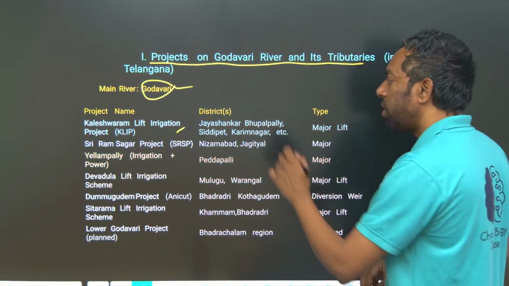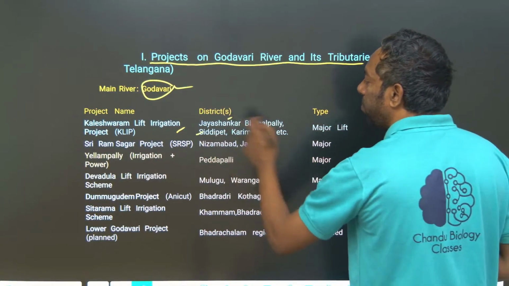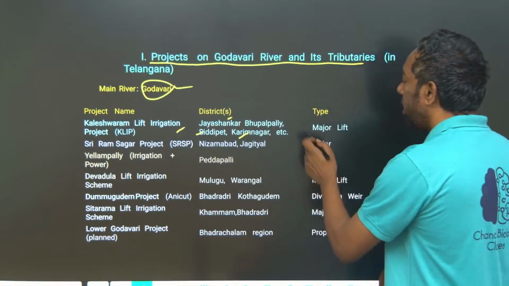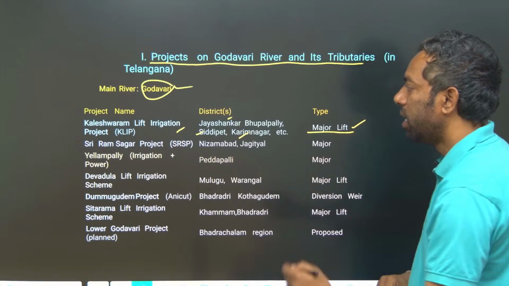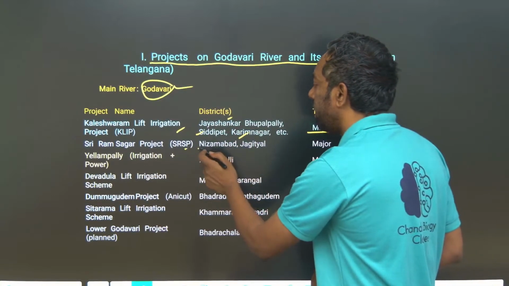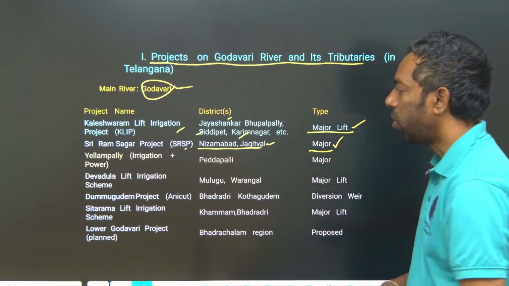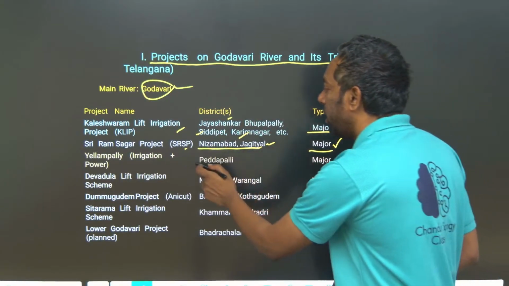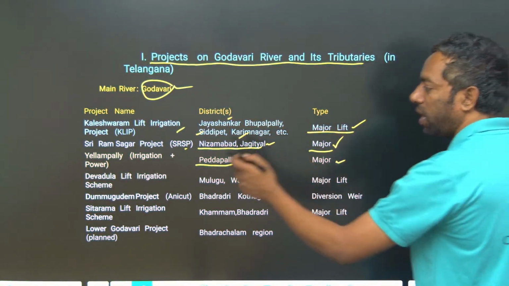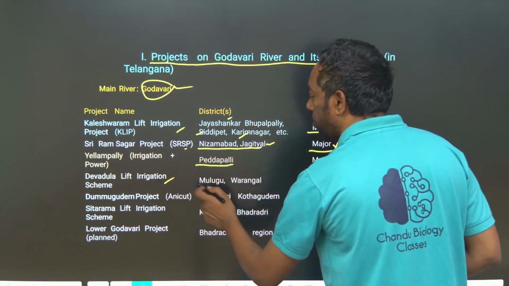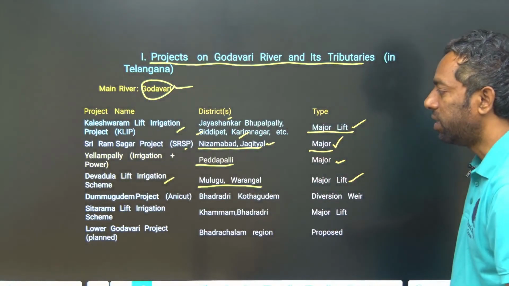lift irrigation project. This is in the districts Jayashankar Bhupalpally, Siddipet and Karimnagar. Major lift irrigation project on the Godavari. Sriram Sagar project, located in Nizamabad and Jagtial, is a major irrigation project. Yellampalli is a Peddapalli major irrigation project. Devadula irrigation, Mulugu, Warangal, major lift irrigation project.